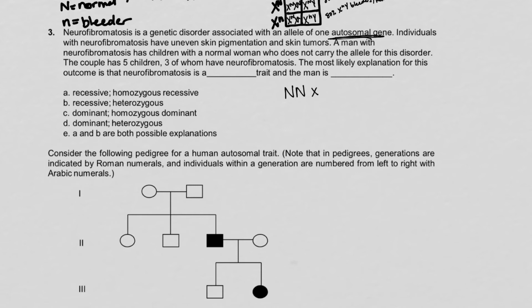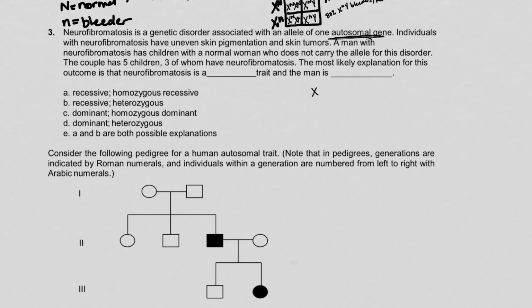Well, we don't really know yet whether or not it's recessive or dominant, so I might have jumped the gun. But we know that she's homozygous something, because she's not even a carrier. And he has the disorder. A couple has 5 children, 3 of whom have neurofibromatosis, so that's more than half.